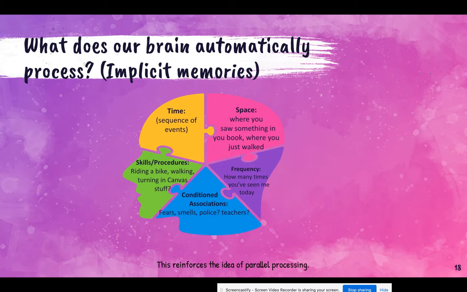And then again, like I mentioned, conditioned associations, fears and smells and things like that. But what about the conditioned associations that you have with teachers or police officers, right? We all have different conditioned associations, meaning our interactions or what we've seen or what we've done causes different reactions to happen automatically and without thought in our brains.